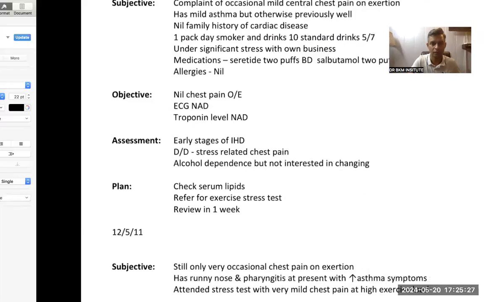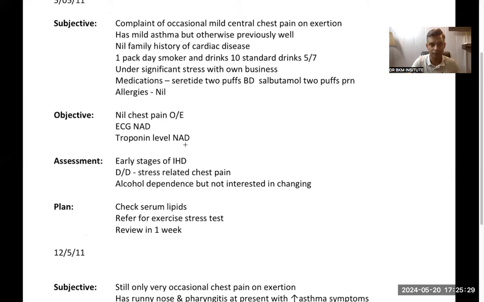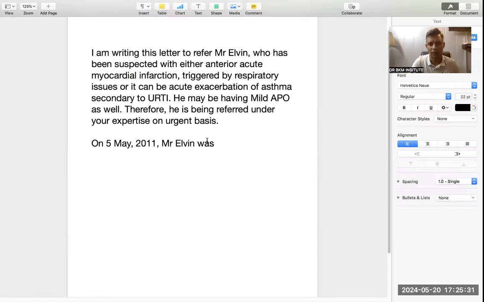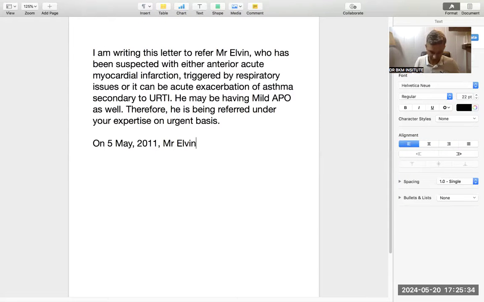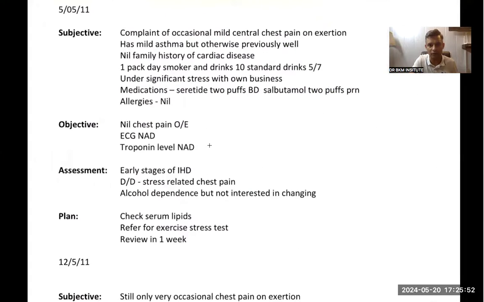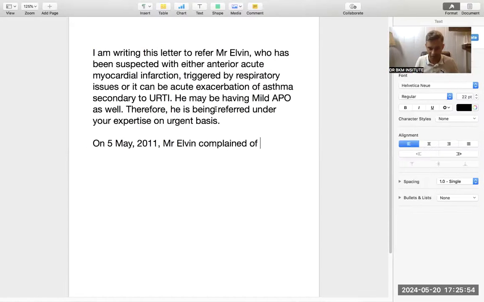Mr. Elvin complained of. This is an active voice which is represented by the second form. So I told you was plus third form is passive. Now this is active because the patient himself is complaining. This is the main thing, second form and was plus third form. This is the only tense of OET. So Mr. Elvin complained of mild central chest pain on exertion.